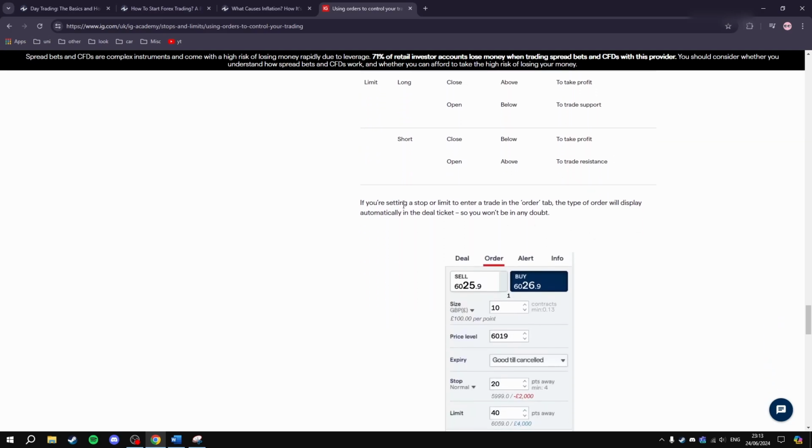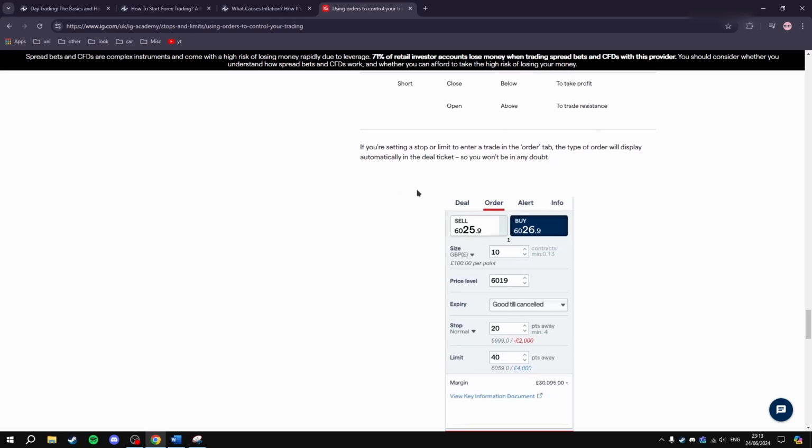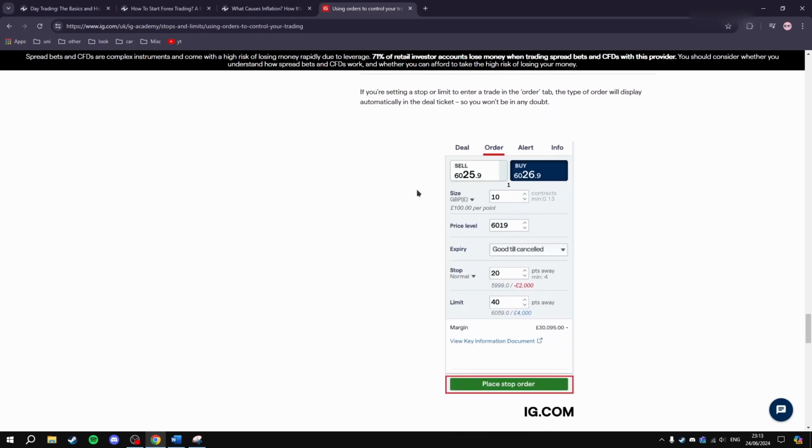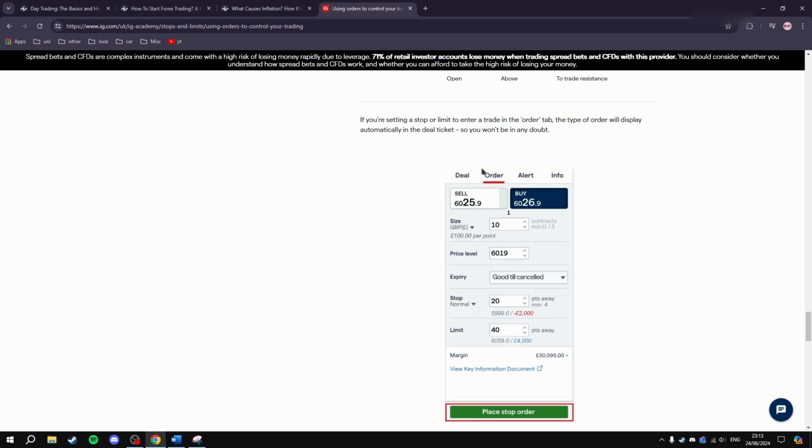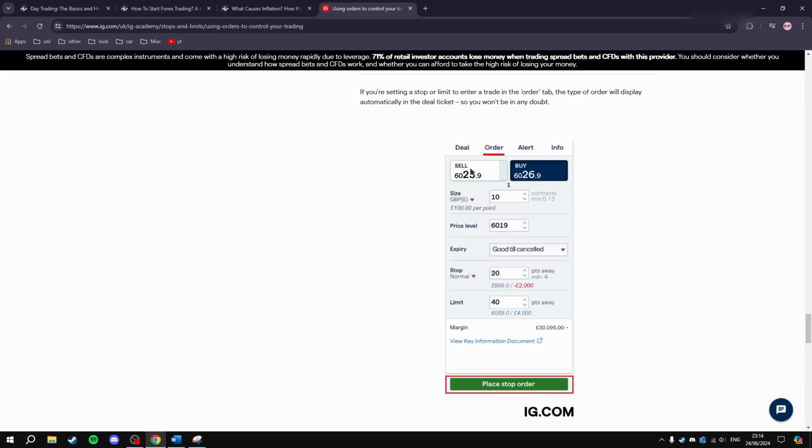If you're setting a stop or limit to enter a trade in the order tab, the type of order will display automatically in the deal ticket, so you won't be in any doubt. What, so it's a buy and sell order?